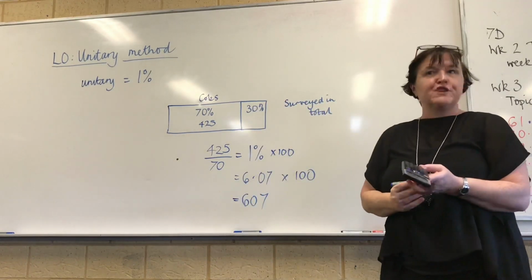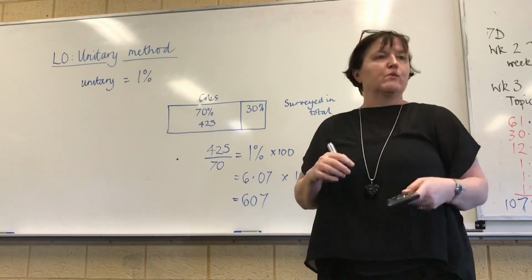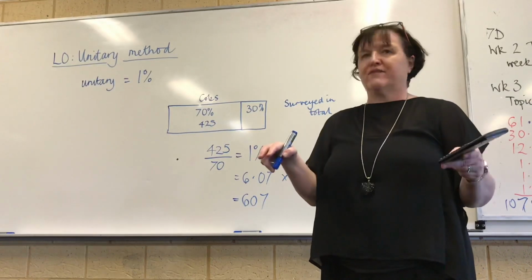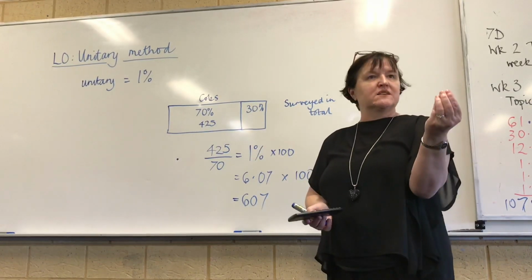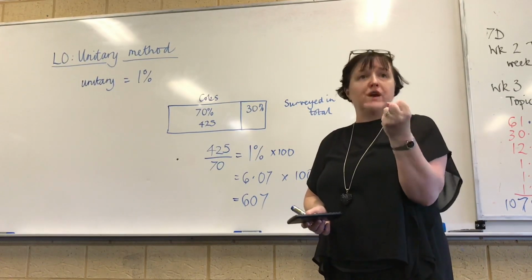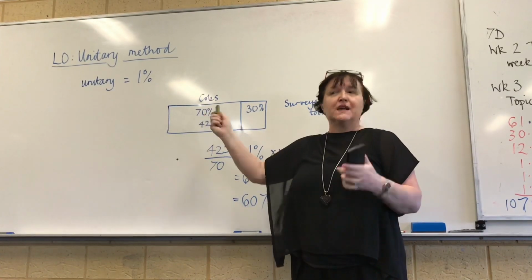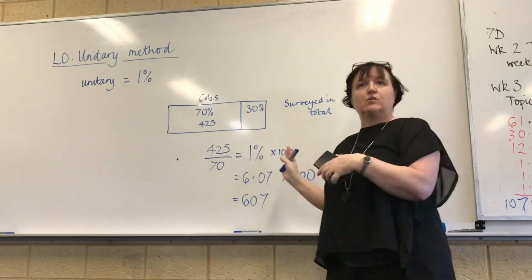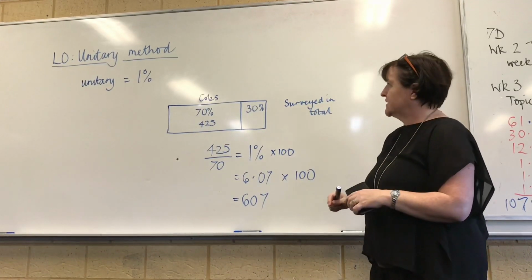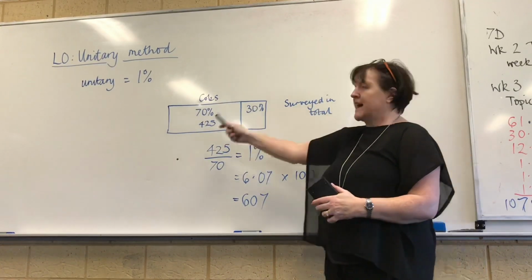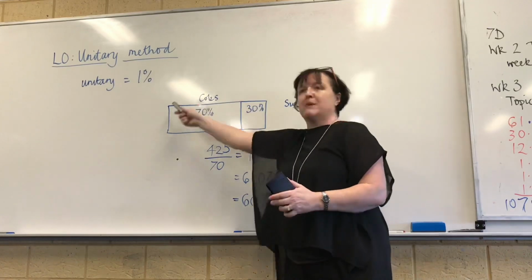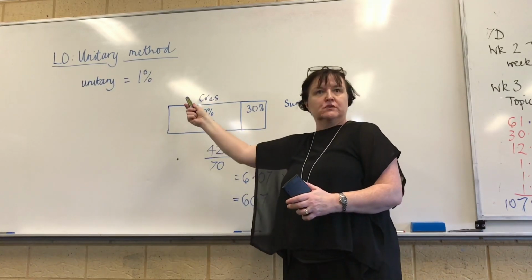Now, if after you'd done that, it was 607.1349 or whatever, you would round it to 607. You would round it to the whole number, because in this we're talking about people. If it was money, it's slightly different, so we'll look at a money problem as well. So that is how you would find out how many people were surveyed in total.